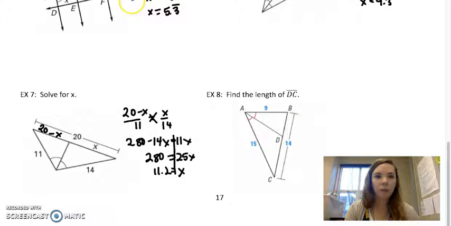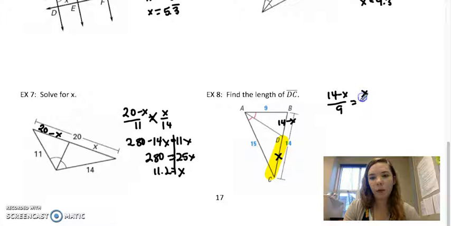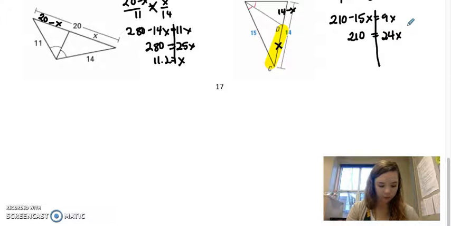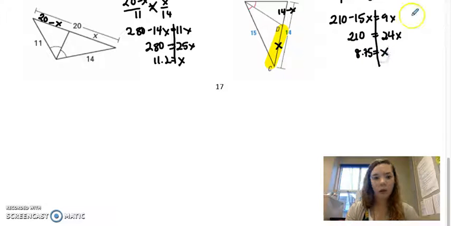Find the length of DC. So the whole thing is 14. So let's pick DC to be x, and then this would be 14 minus x. So I have 14 minus x over 9 equals x over 15. And again, don't forget to distribute here. So you have 210 minus 15x equals 9x. So then you have 8.75 equals x.